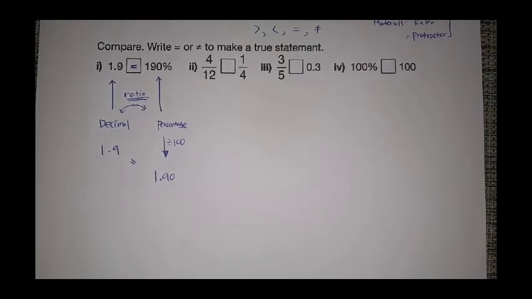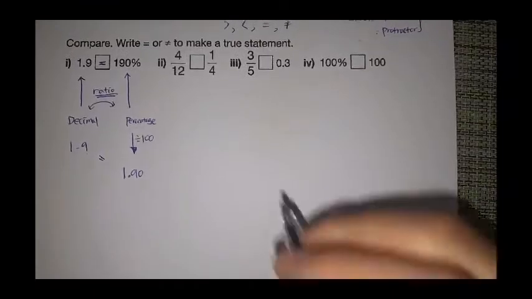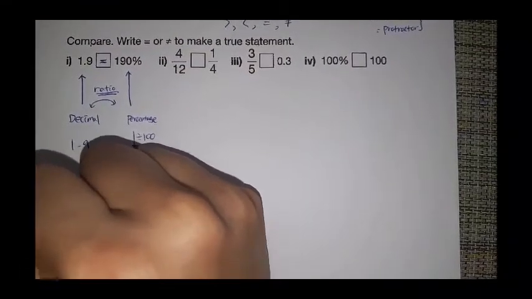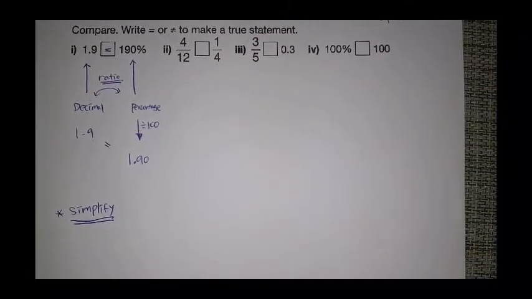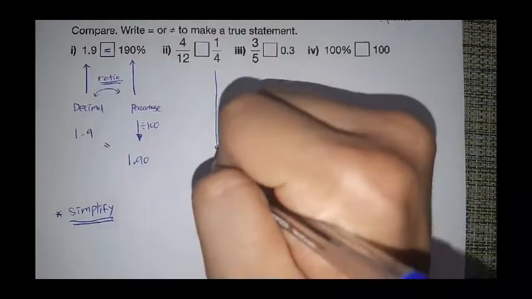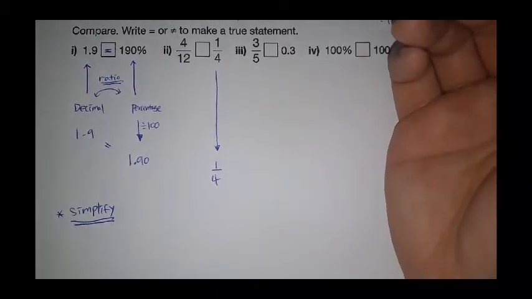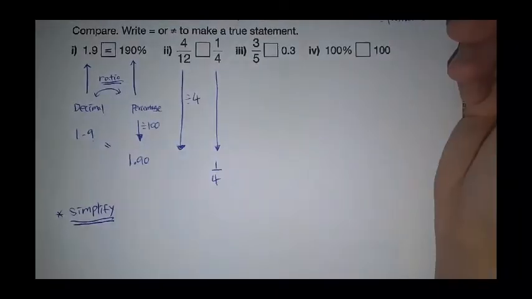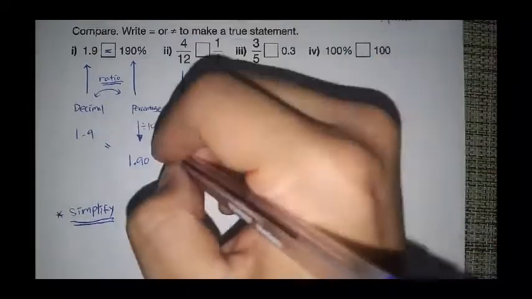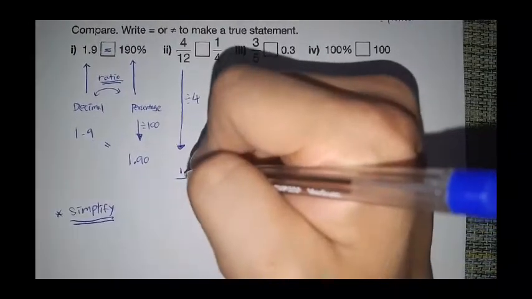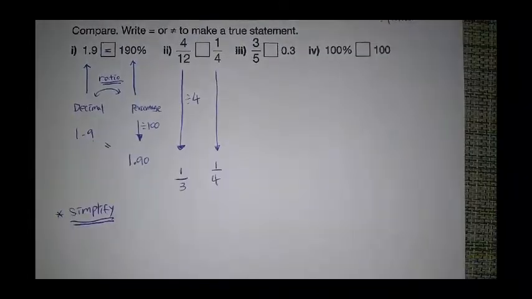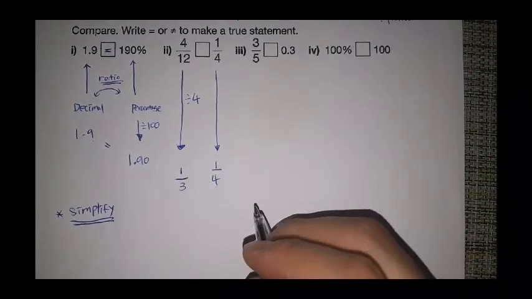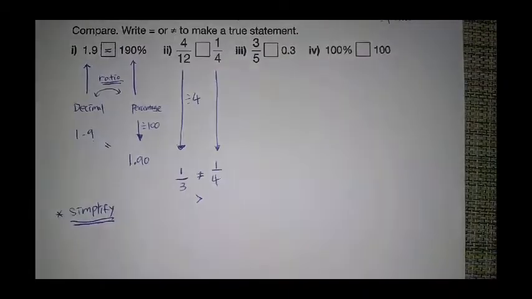Next question. We have fractions that we are comparing in the second scenario. When we compare fractions, I like to simplify the fraction. 1 over 4 should remain 1 over 4 because 1 and 4 have nothing in common. But 4 over 12, you can divide by 4 on both the top and the bottom. 4 divided by 4 is 1, and 12 divided by 4 is 3. Now we can compare 1 over 3 and 1 over 4. Are they equal or not equal? They're not equal. In fact, 1 over 3 is bigger. So you can put the does not equal sign.